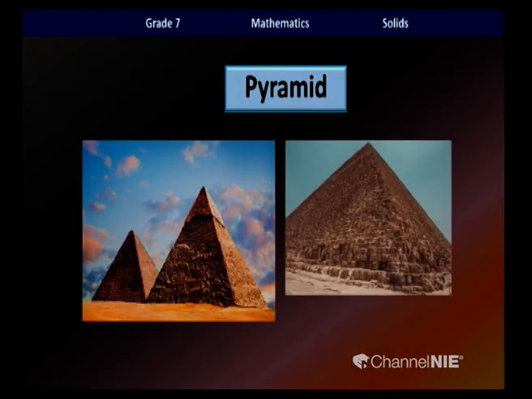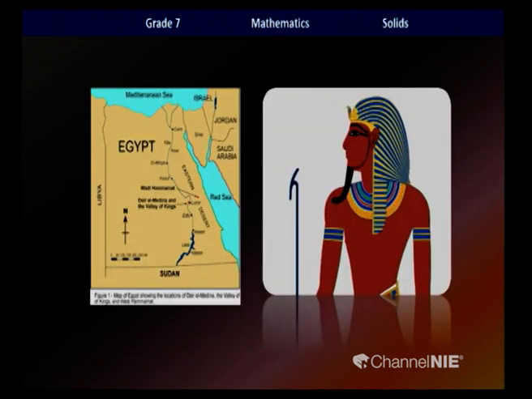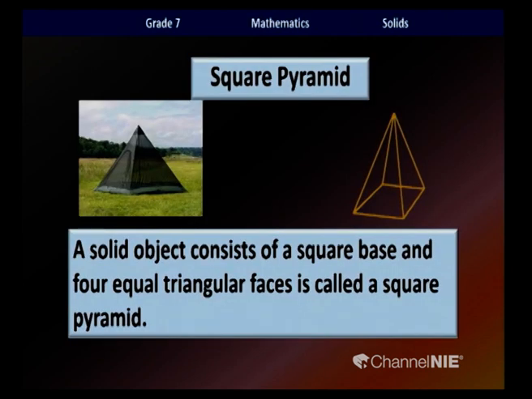This year, first of all, we have to learn about pyramids. Now, as you can see on the screen, there are world famous pyramids you all know. What are these? These are from Egypt. Thousands of years ago, Egyptians made these pyramids, and that is the exact shape of the solid that we are going to learn today. That is a square pyramid.